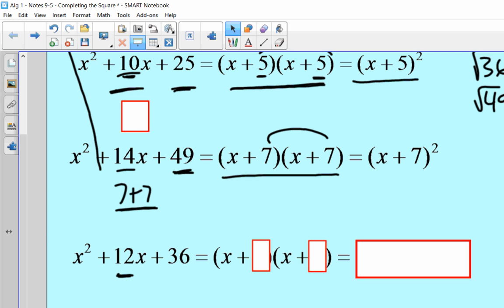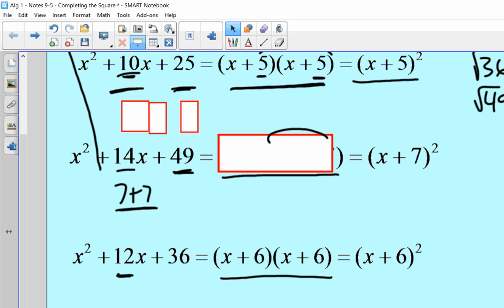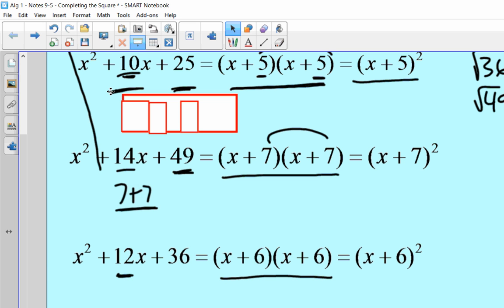It does. So I can put the 6's in the boxes. Once again, I have the same factors, and therefore I can rewrite it as a perfect square. So we've got to be able to do that today. Hopefully that helped a little bit. You've done it before, but not really for what we're doing today, so we need to make sure we have that down and understand.